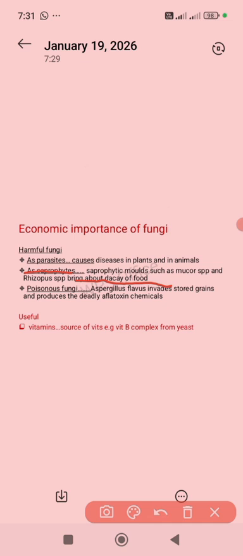Another harmful group is poisonous fungi. Some fungi are poisonous. For example, Aspergillus flavus invades stored grains and produces the deadly aflatoxin chemicals. Another example is mushrooms belonging to the genus Amanita. Mushrooms belonging to the genus Amanita are very poisonous, and they can even cause disease.